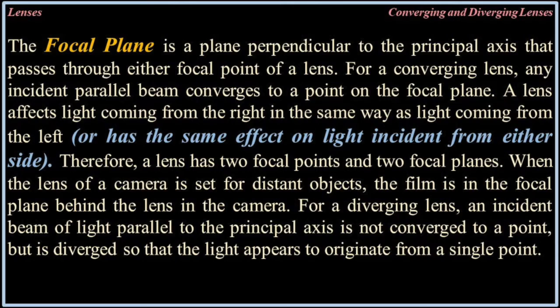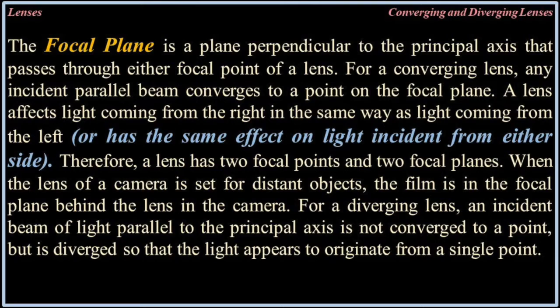A lens affects light coming from the right in the same way as light coming from the left, or has the same effect on light incident from either side. Therefore, a lens has two focal points and two focal planes. When the lens of a camera is set for distant objects, the film is in the focal plane behind the lens in the camera.